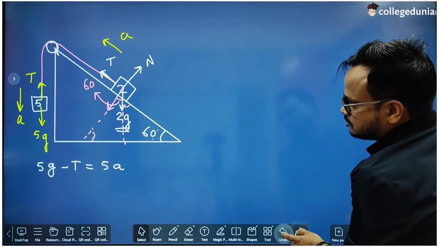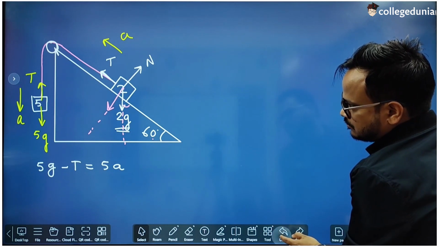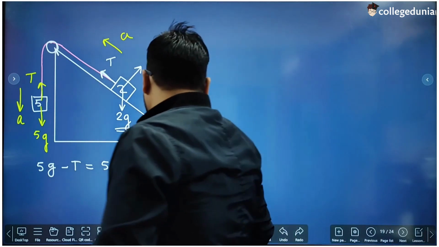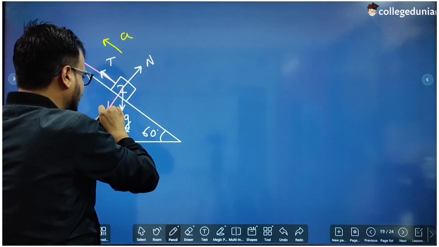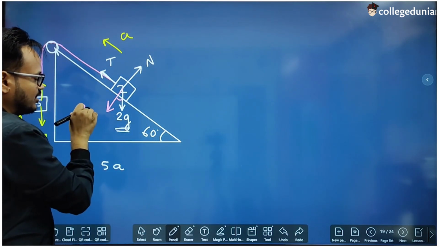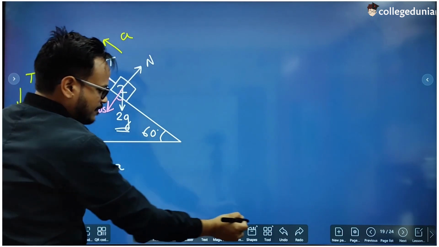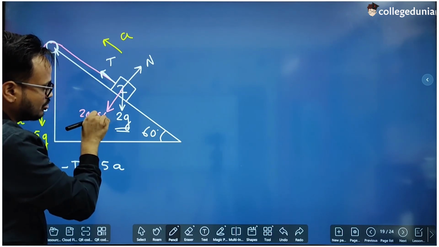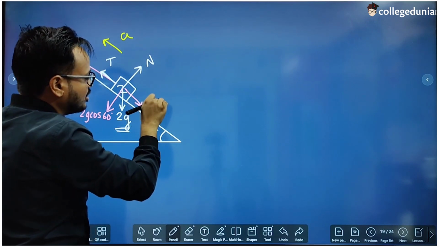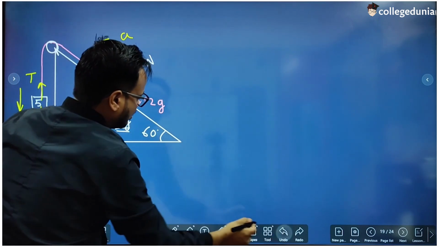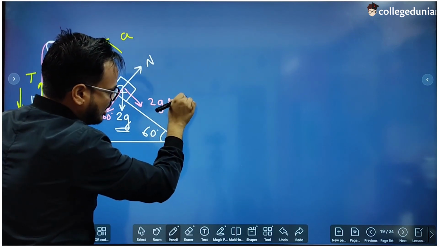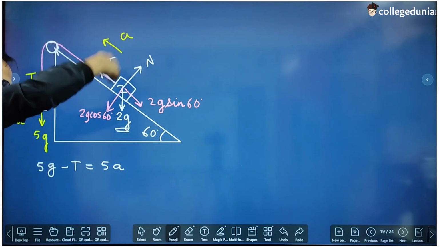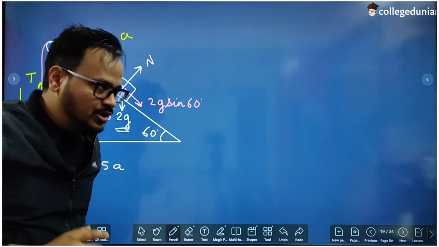For example, this angle is 60. So if this is 2g, then this is 2g cos 60, right? This component is 2g cos 60 and this component is 2g sin 60. So you can directly remember that the component of weight along the inclined plane is the sin theta component, and the component of weight which is perpendicular to the plane is the cos theta component, right?